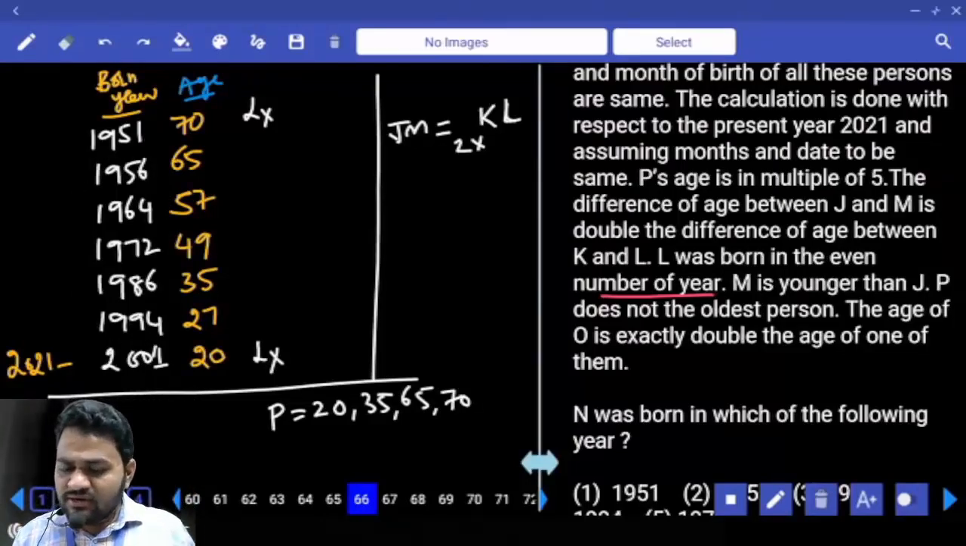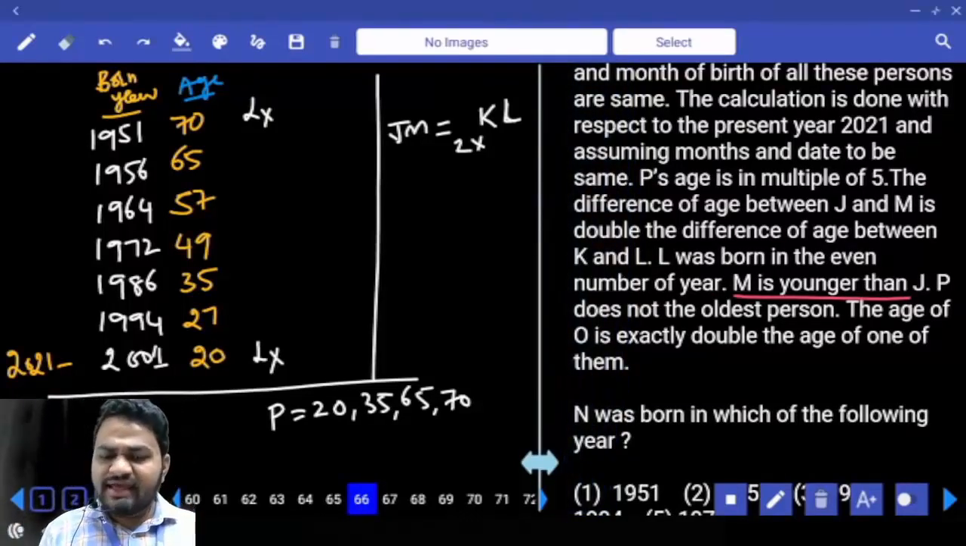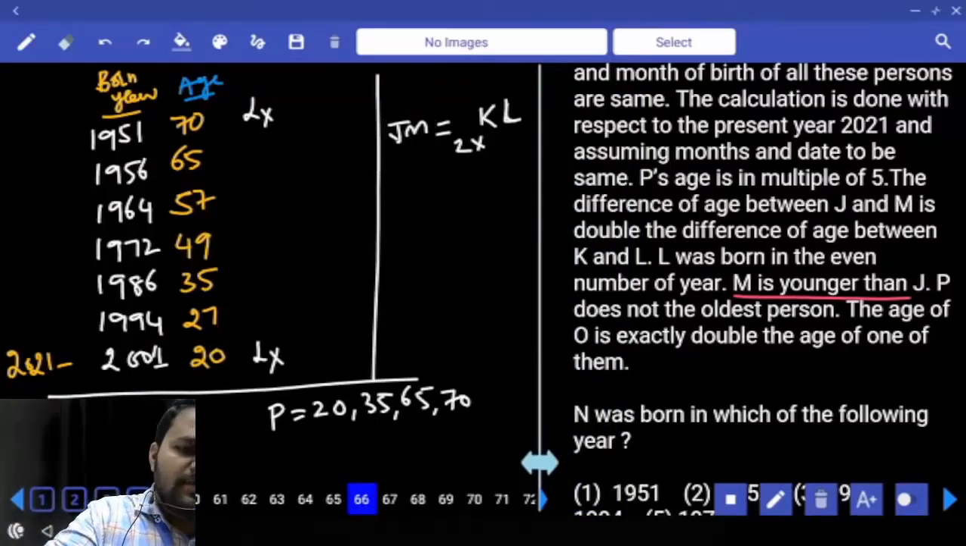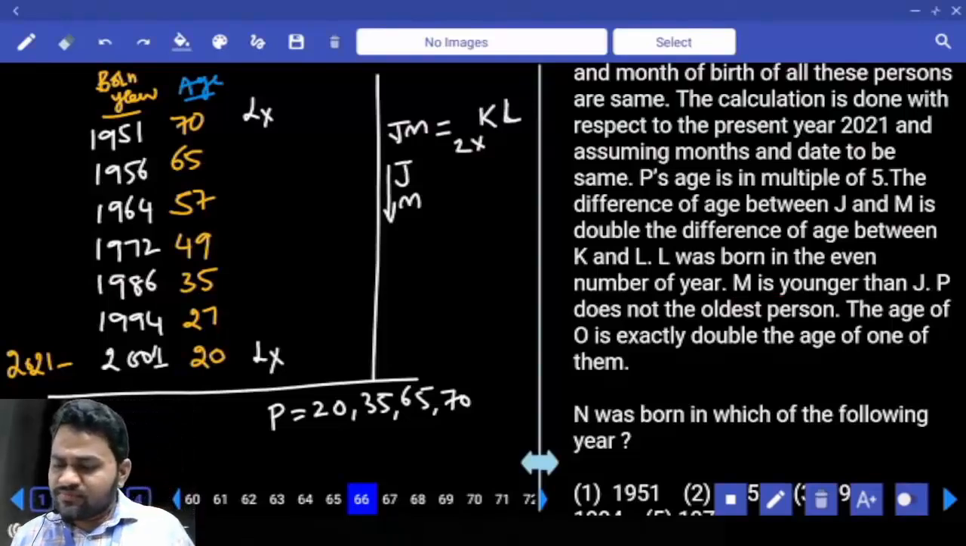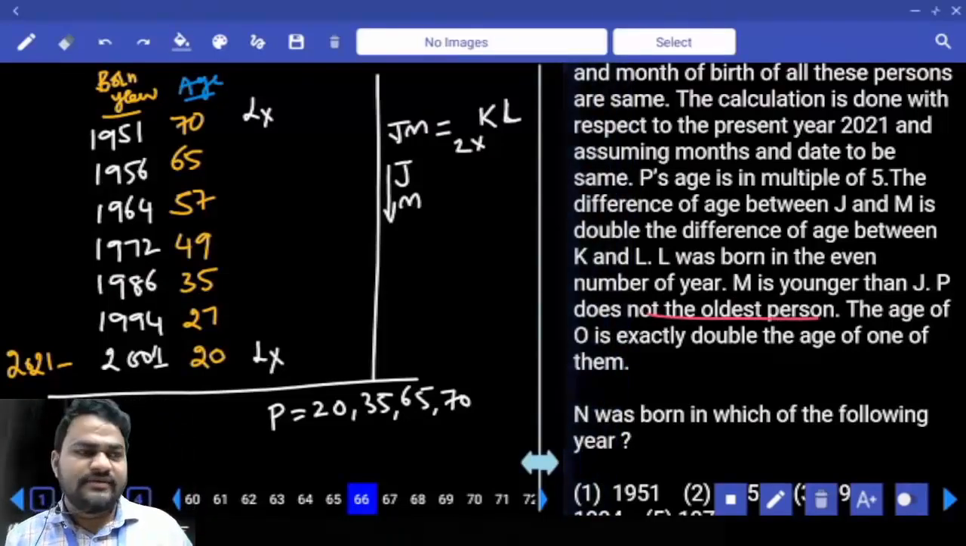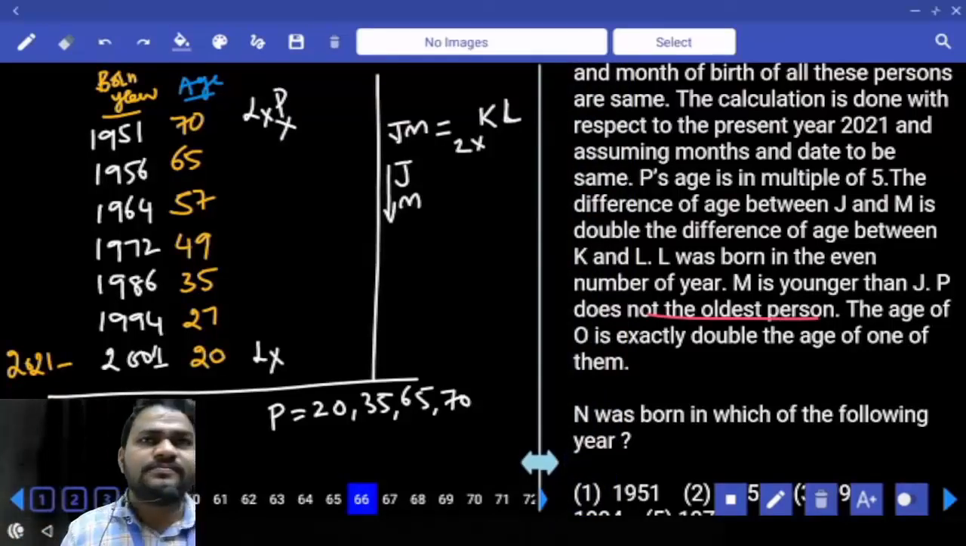And the next one, M is younger than J. M is younger than J. With respect to J and M, it is clear that M is younger than J. Younger than J, nothing but below J, we need to place M. P is not the oldest person. P is not the oldest person, so you cannot place P here.